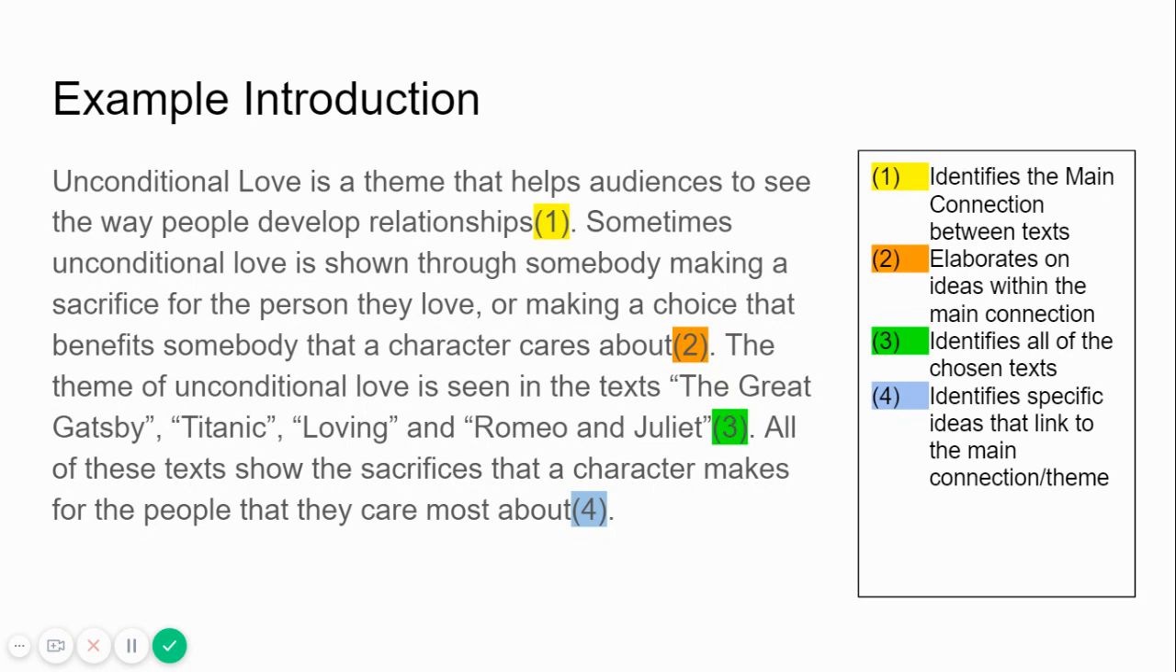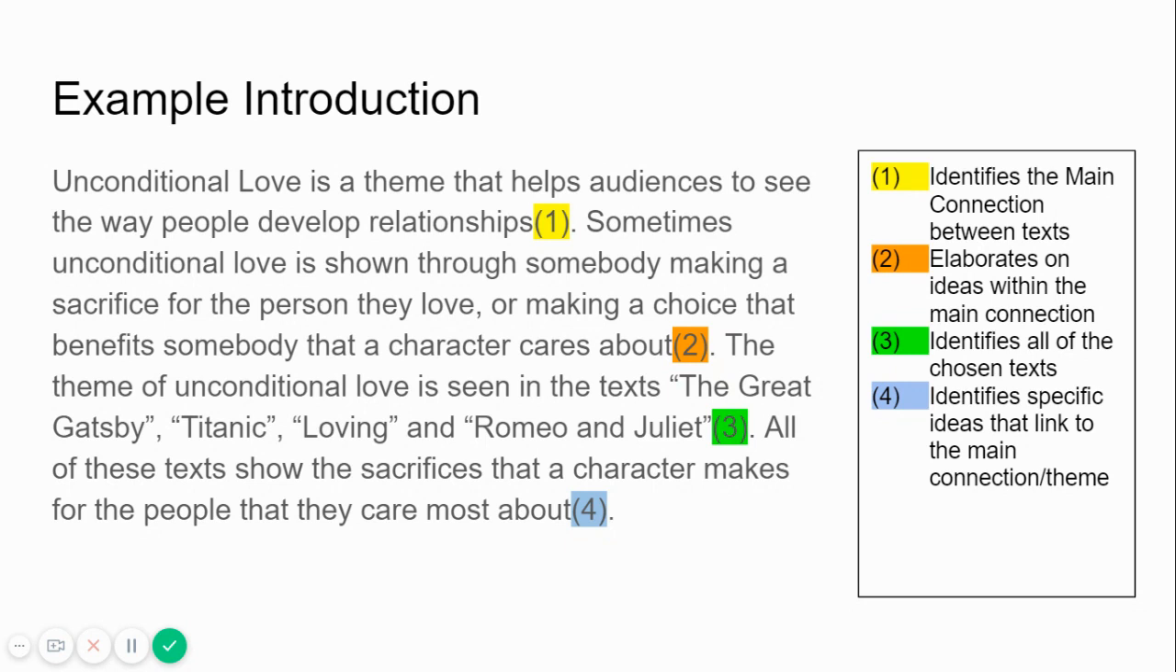So in this second sentence, we've got an opportunity for your reader to see some of the ideas that you identified as showing your main theme. And it also sets up the essay for you to be able to talk about those ideas at a later stage in your writing. Then the next part of the introduction identifies the texts, the specific texts that you've chosen, that you've seen this theme or your main connection through. The theme of unconditional love is seen in the texts Great Gatsby, Titanic, Loving, and Romeo and Juliet.